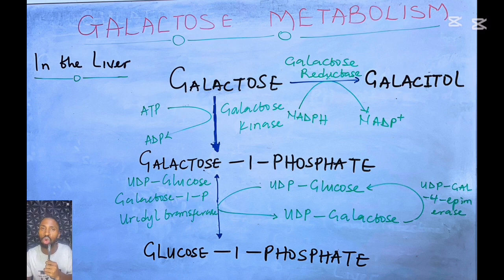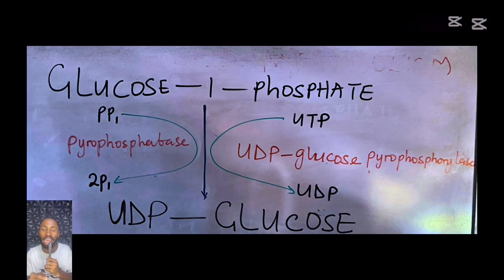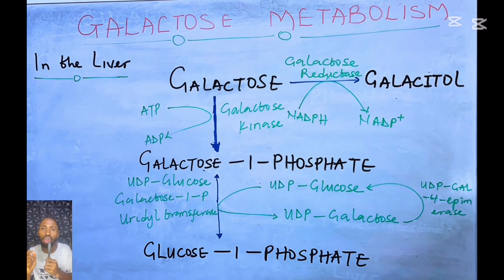Remember UDP glucose in glycogenesis, whereby glucose 1 phosphate is added to UTP to form UDP glucose, which is needed in glycogenesis, the formation of glycogen. So here the UDP glucose stored is added to galactose 1 phosphate to form glucose 1 phosphate and UDP galactose.